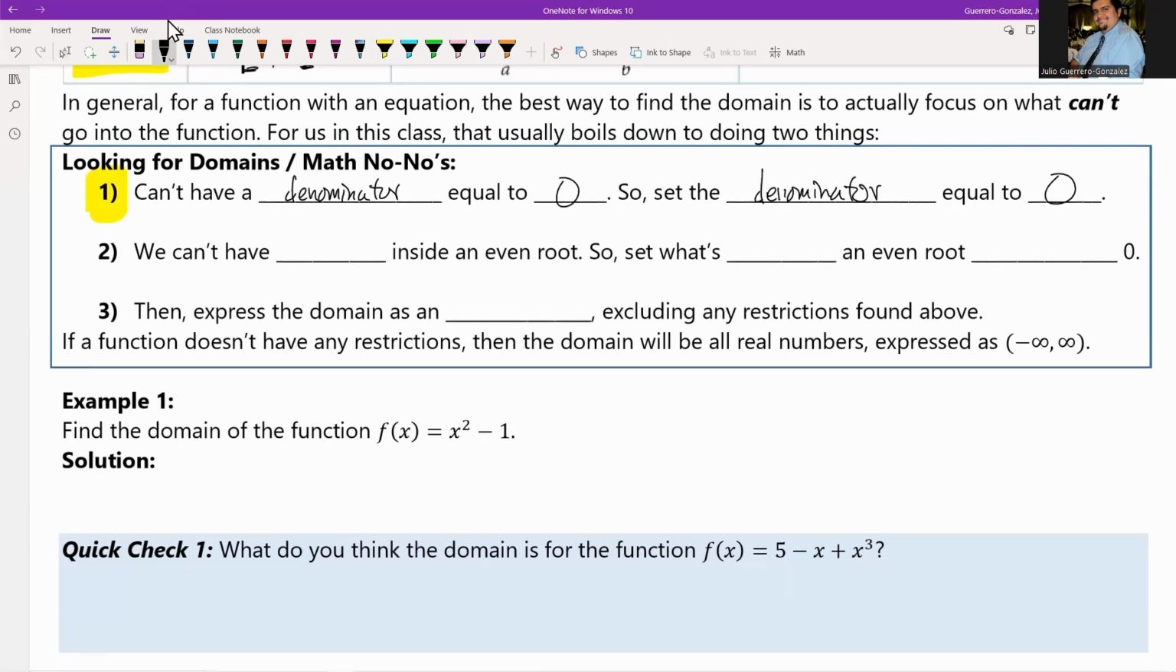The denominator cannot be equal to 0. So hopefully you guys remember this one. When you look at a fraction, there are two parts. There's the numerator, the top part, and there's a denominator, the bottom part. The denominator cannot be equal to 0. So basically, this is the rule that people remember: you can't divide by 0. So if we have something that looks like we're going to be dividing by 0, we set that denominator equal to 0, find those numbers, kick those out. Okay, let's move on to number two.